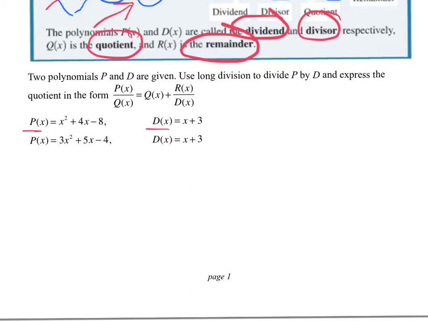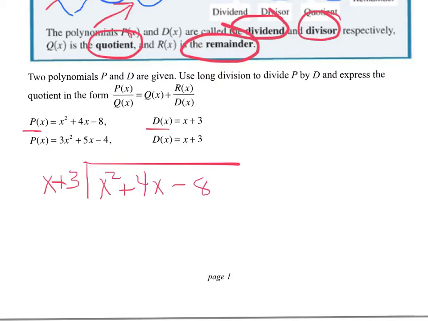And so that means that d of x is on the outside. x plus 3 is d of x, and p of x is on the inside. p of x is x squared plus 4x minus 8. So we're taking a polynomial of degree 2 and we're dividing it by a polynomial of degree 1. So that means that the answer polynomial will be of degree 1, because we have to multiply something of degree 1 times something of degree 1 to get something of degree 2, because you add exponents when you multiply, all that sort of stuff.